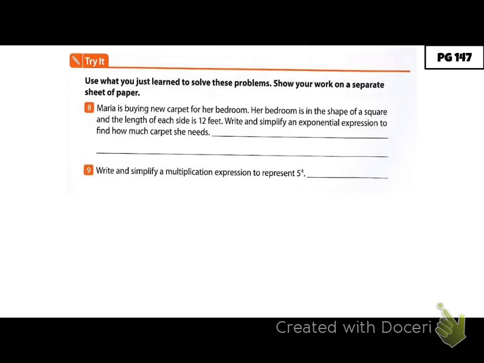Okay, so now you try. Use what you just learned to solve these problems. Show your work on here. You don't have to do a separate piece of paper. Once you're done, resume the video and check your answers.